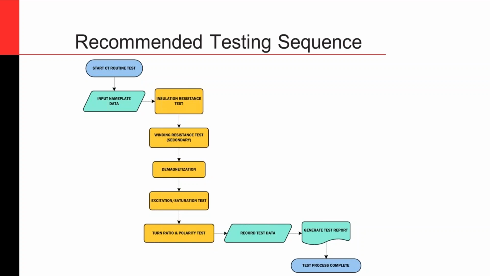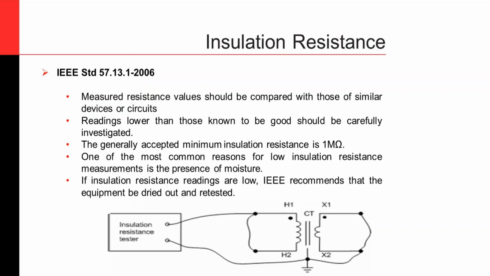Followed by the excitation or the saturation test after the demagnetization test. And finally, you do the turns ratio and the polarity test. After you finish all these tests, you're going to record all the data that you get from the CT and generate a test report.